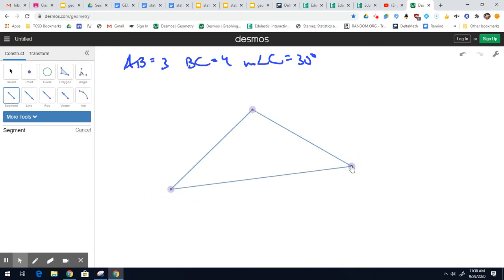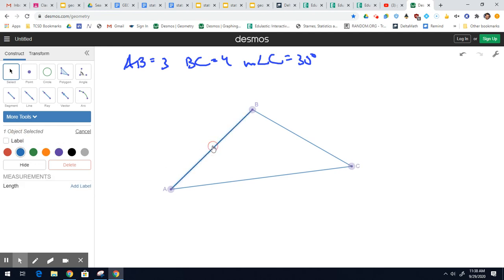Okay, so quickly, here's my triangle. Let's label A, B, and C. So A, if you go in order, it's good. B and C. Okay, so let's label AB with its length. So it needs to be 3. So I'm going to shrink that a little bit.